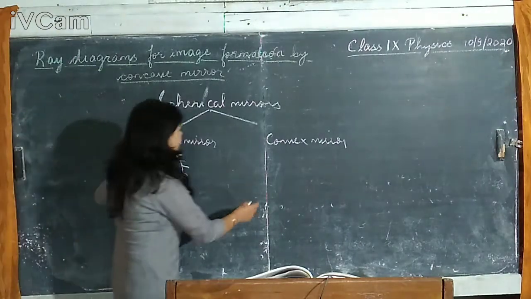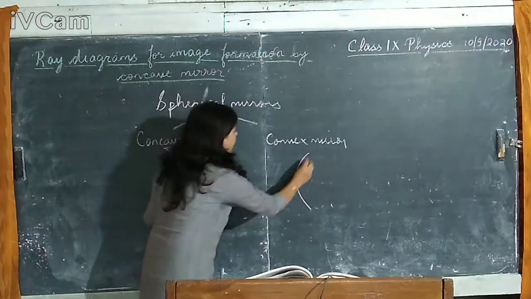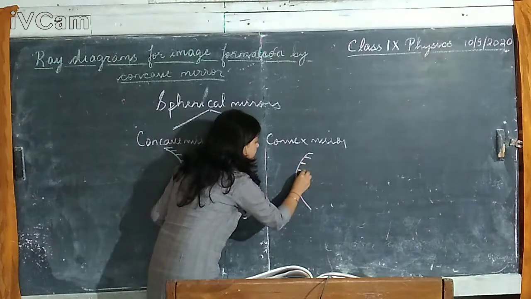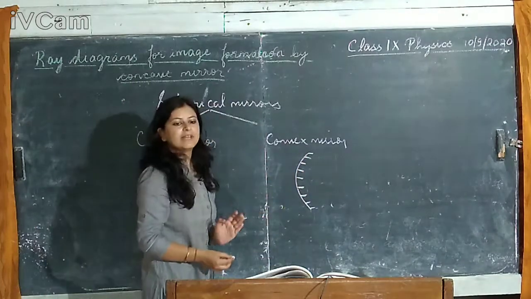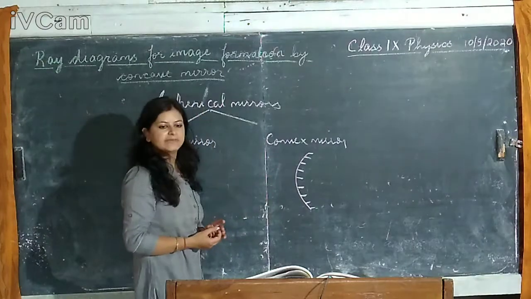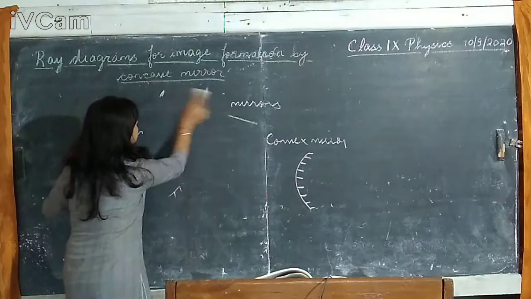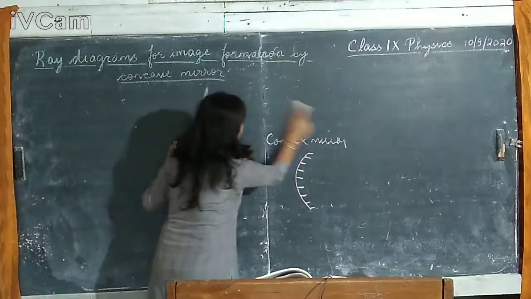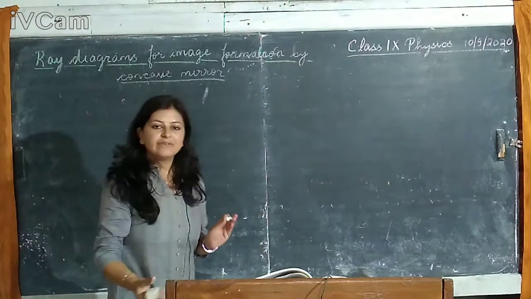Now talking about convex mirror, you have a mirror like this, and if you polish it on the inner side and you make the bulging side as the reflecting side, then this becomes a convex mirror. Now for image formation by these two types of mirror, there are certain rules which you should keep in mind. I'll be telling you about the rules briefly.